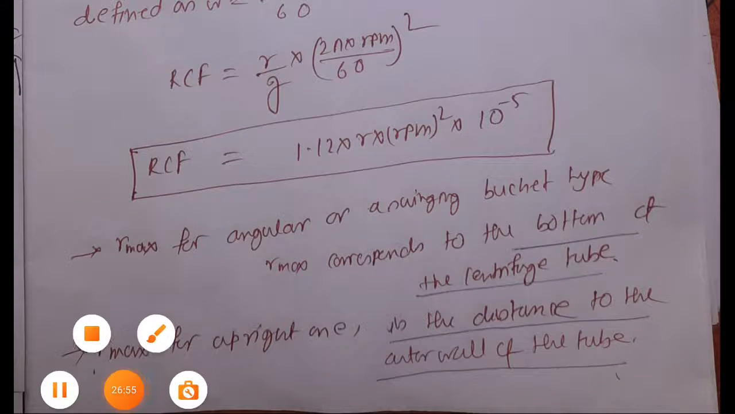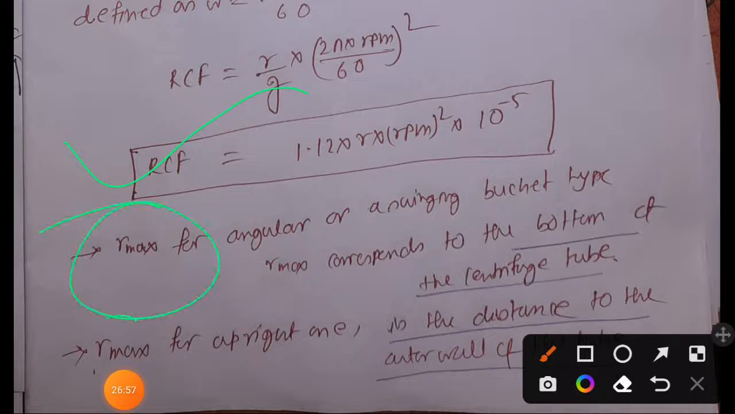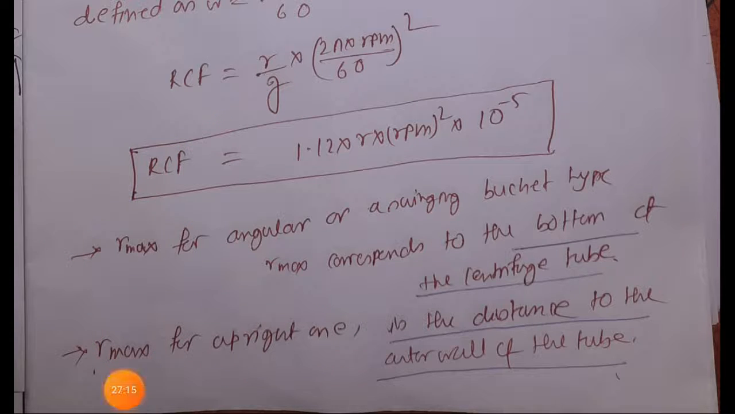Okay, and here we have learned the significance of R max: in case of an angular or swinging bucket rotor, it is the distance from the center to the bottom of the tube, and in case of the upright one, it is the distance from the center to the outer wall of the tube. Okay, now let's move to the next topic.